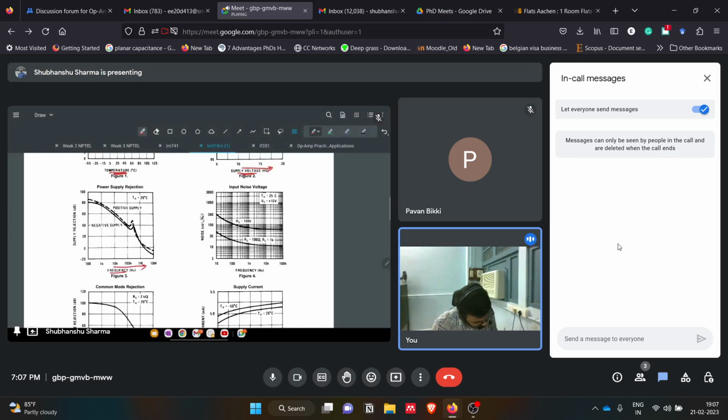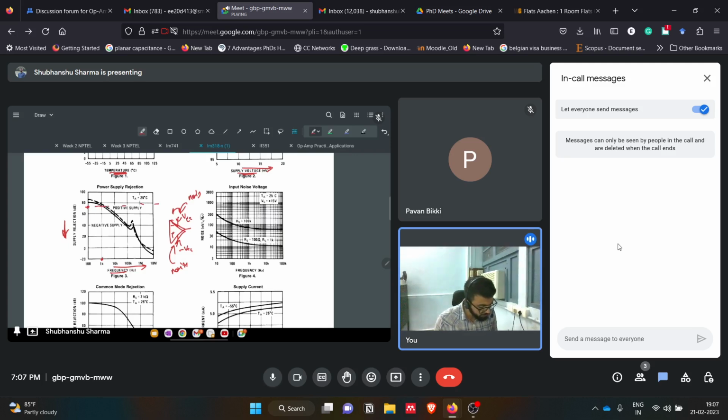If we increase the frequency, the supply rejection ratio will go down. We are giving supply to this op-amp, this VCC and this minus VCC, so there is a chance of noise entering from the power supply that can hamper your signal. This shows that this op-amp is good at low frequencies. It can easily reject power supply noise up to 70 dB at 1 kilohertz.